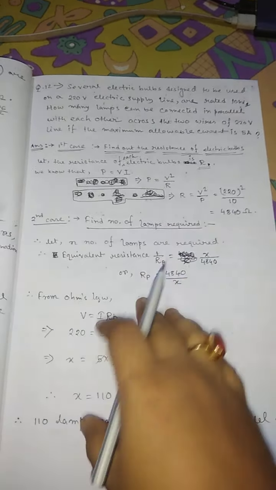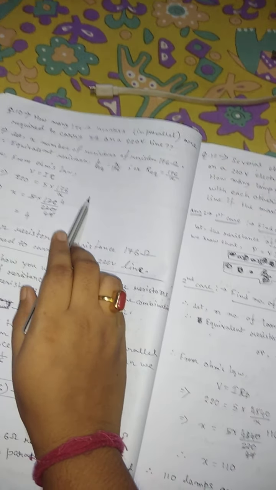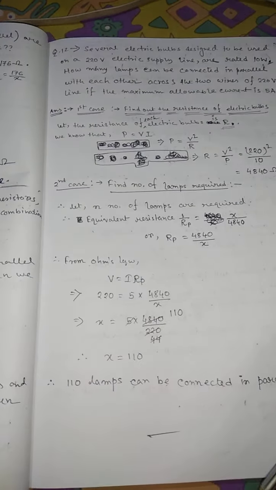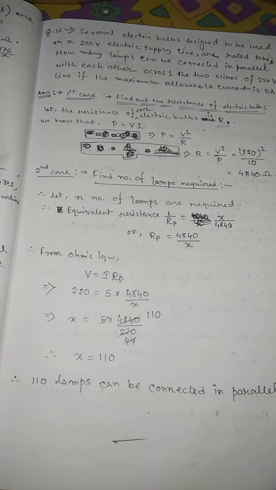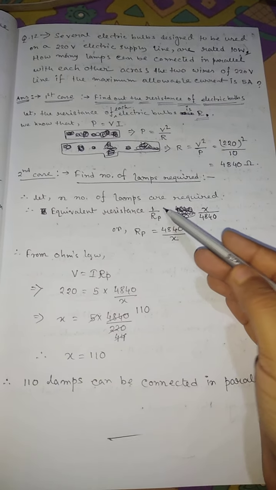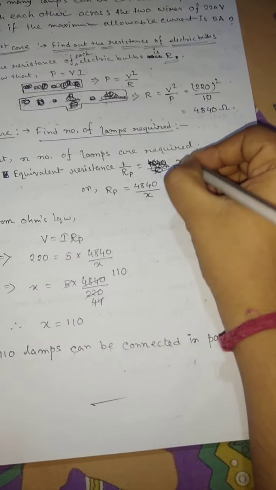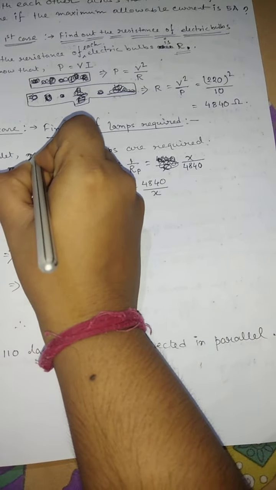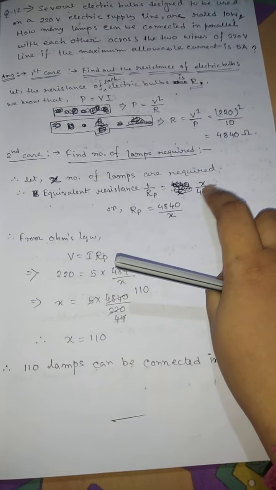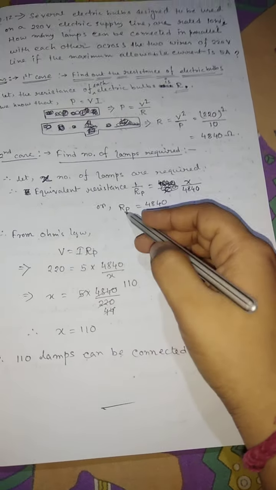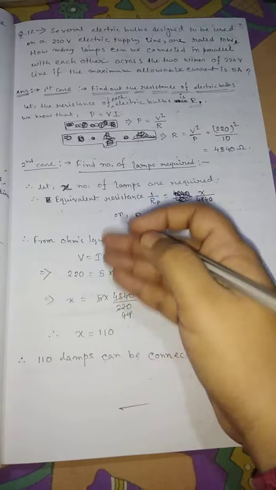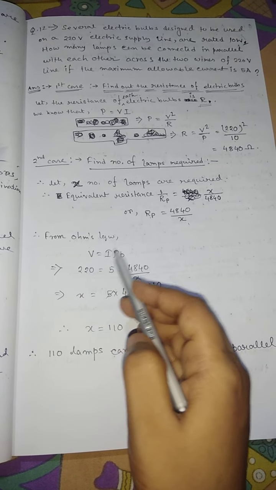Now we find the number of lamps, like in question number 10. Here we consider X as the number of lamps or bulbs required, connected in parallel. So 1 by RP equals X by 4840, so RP equals 4840 divided by X. Now directly apply Ohm's law, V equals I into R.